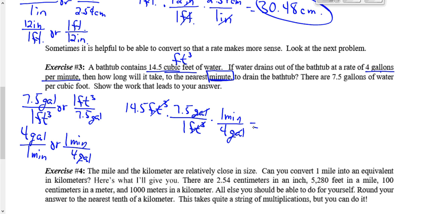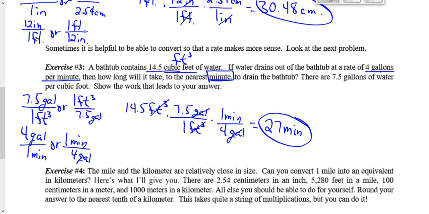So 14.5 times 7.5 divided by 4. There you go. 27.1. Let's just call it 27 minutes. Why not? What's wrong with that? I got 108.75. Did you divide it? Oh, wait, you multiply the 14.5. Well, yeah, I got 27. 27 is close enough. Okay?